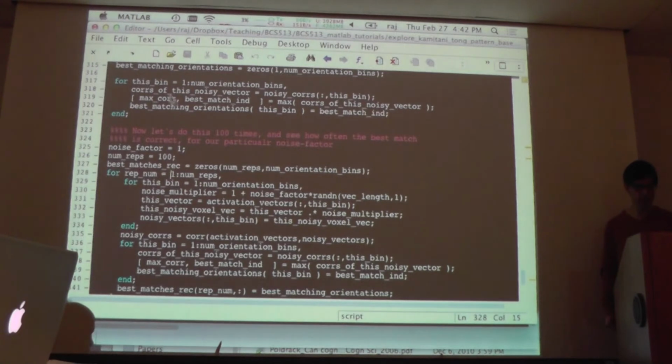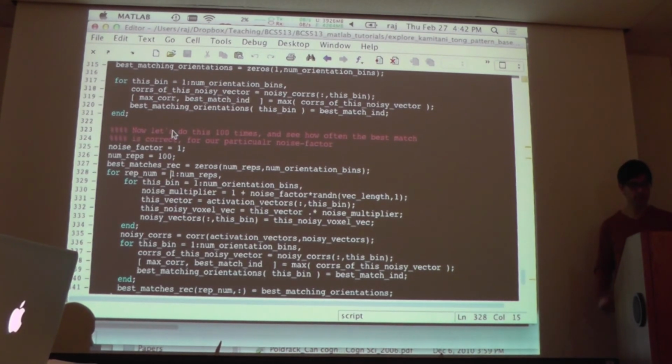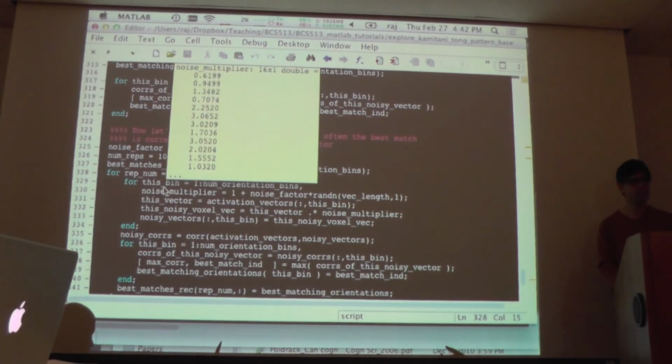This one line here is where the magic happens, and it literally just says, take a bunch of correlations and give me the biggest one. So it's not as complicated as it might seem.